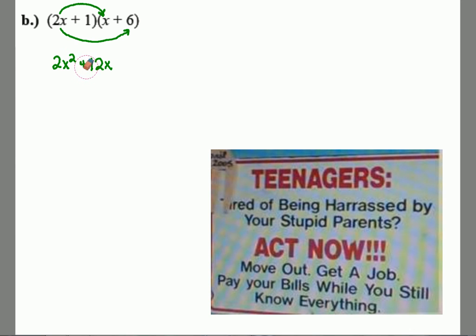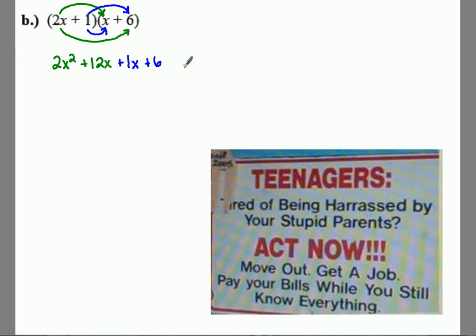That looks like a 4. It's going to bug me. So we're going to make this a positive 12x. Now you have to do the same thing with the distributive property with your 1. You have to take 1 times the x, and then that is going to give you just a 1x. And then you're going to take the 1 times the 6. So 1 times the 6 just gives you a 6.